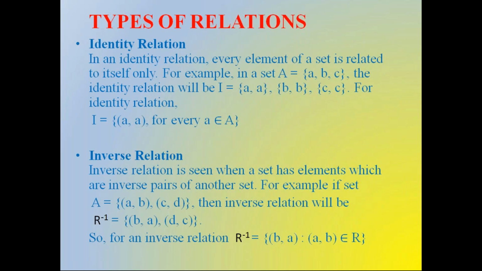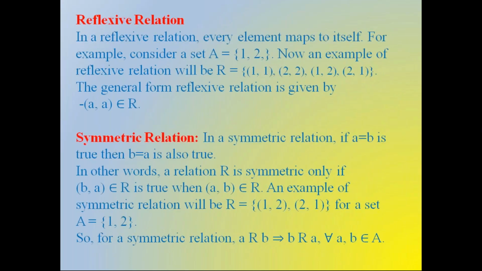In all those relations, we must remember that a relation R is nothing but a set of ordered pairs of elements. So every relation must always be in the form of a Cartesian product or set of ordered pairs. The third one is the reflexive relation. In a reflexive relation, every element maps to itself. For example, consider a set A equal to {1, 2}. Now an example of a reflexive relation will be R equal to the combination (1, 1), (2, 2), (1, 2), and (2, 1).